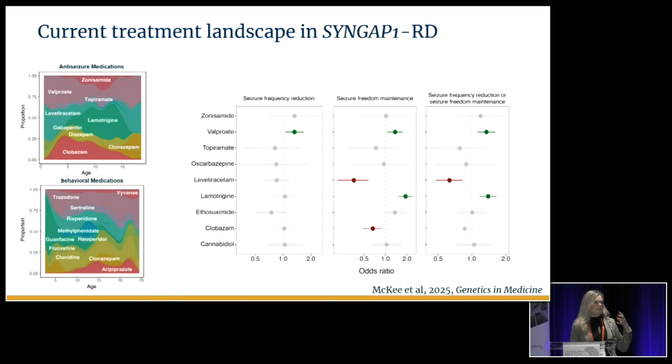Since we can pull the seizure frequencies, and we can pull the medication prescription data, we can combine these two data sources to come up with a comparative effectiveness analysis to try to get a sense of which of these seizure medications are working best. And this here shows the relative efficacy of Depakote and Lamictal for seizures in SYNGAP.